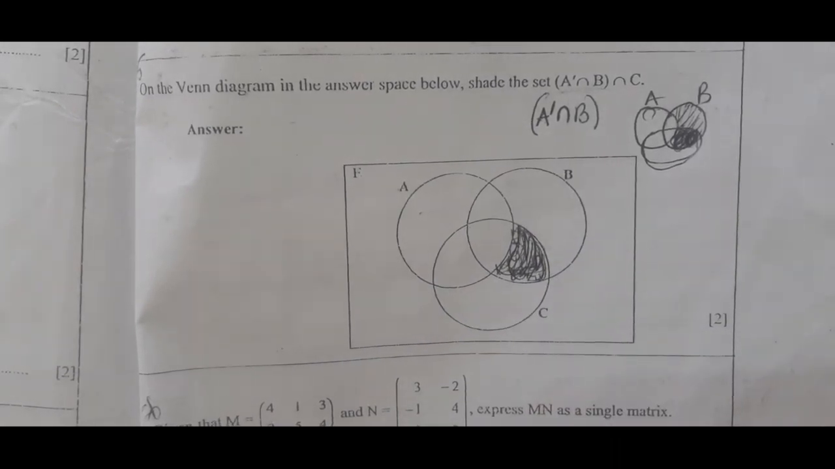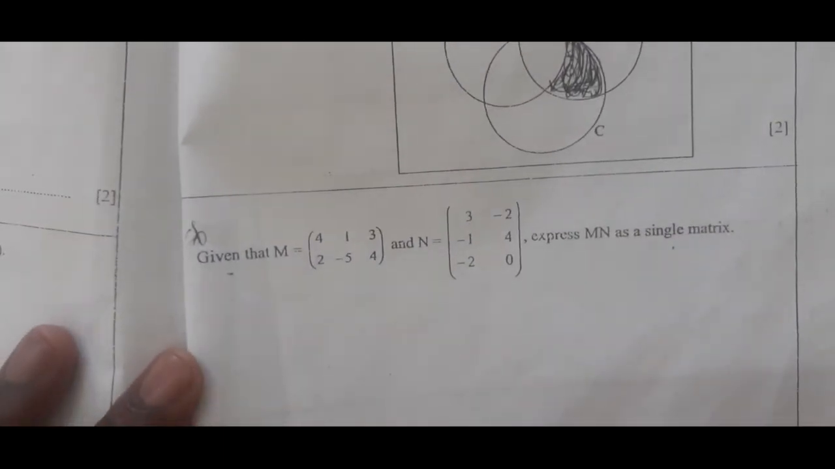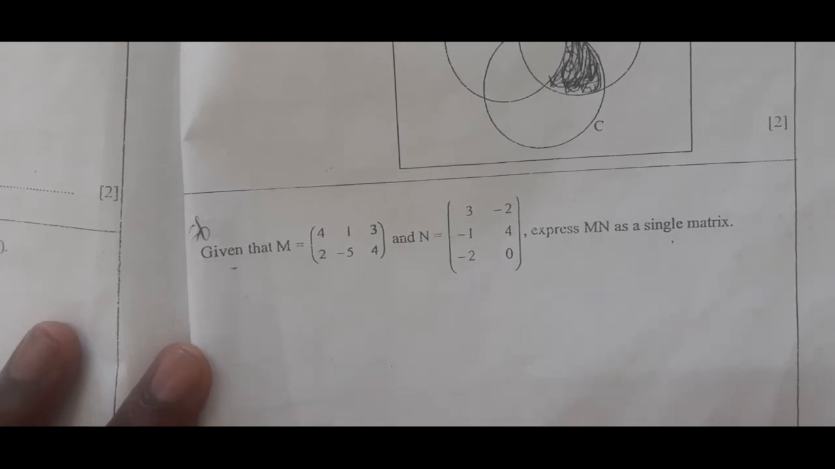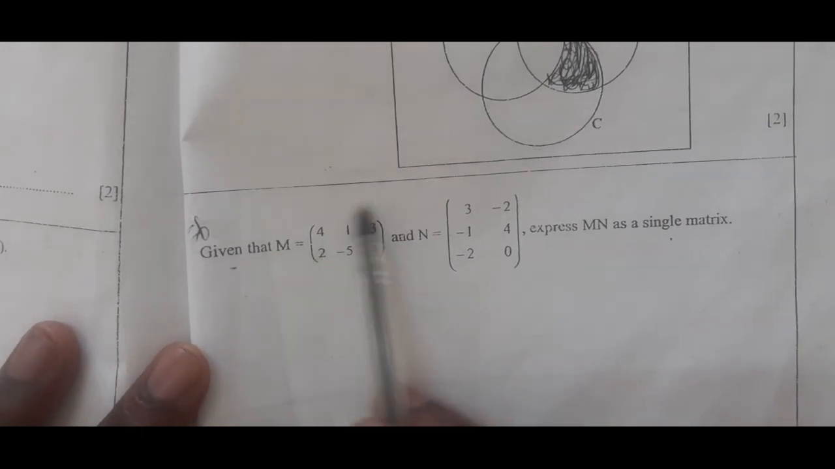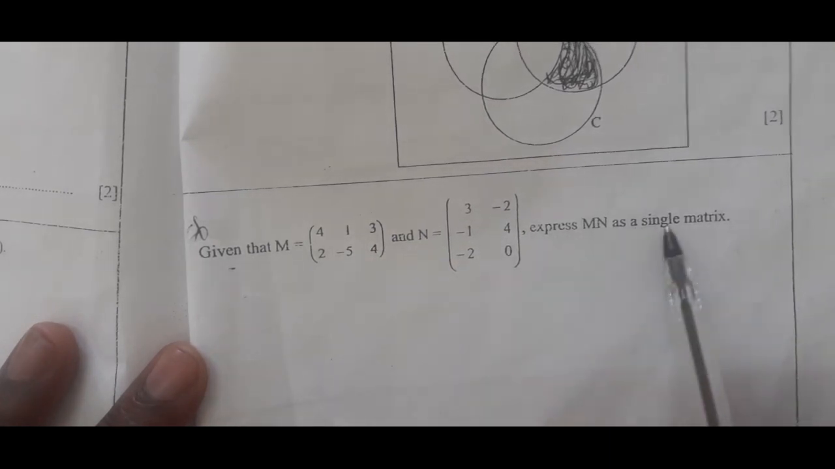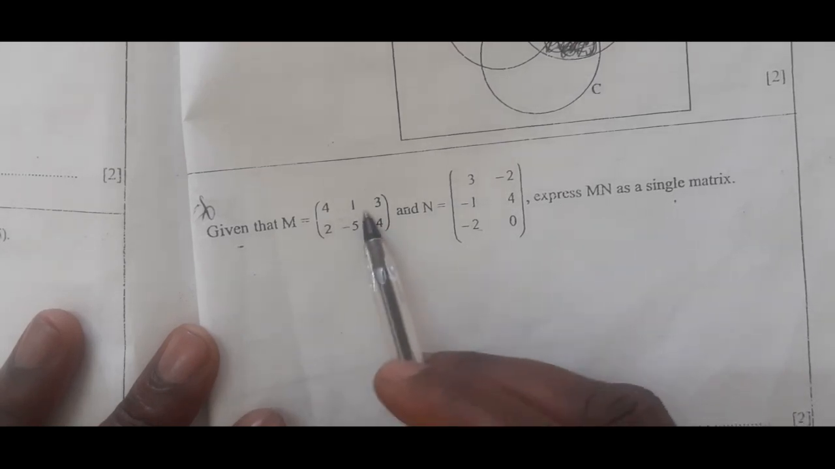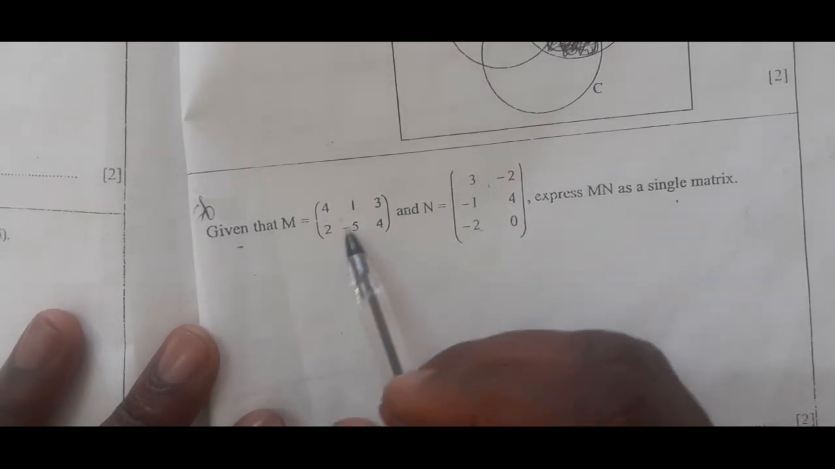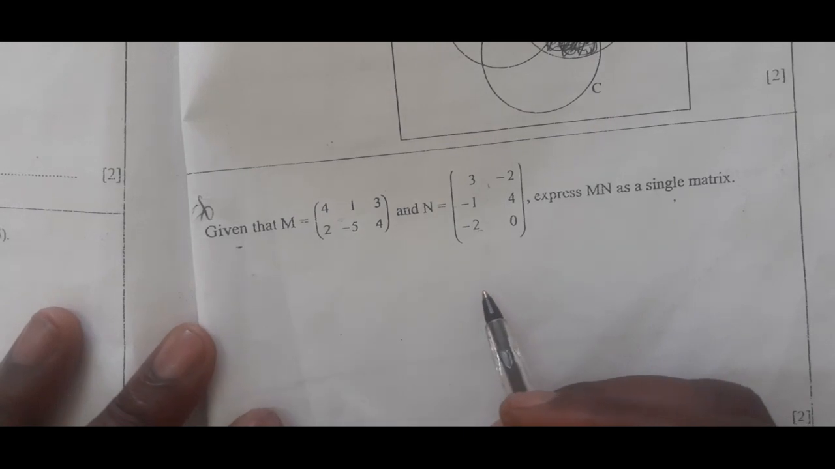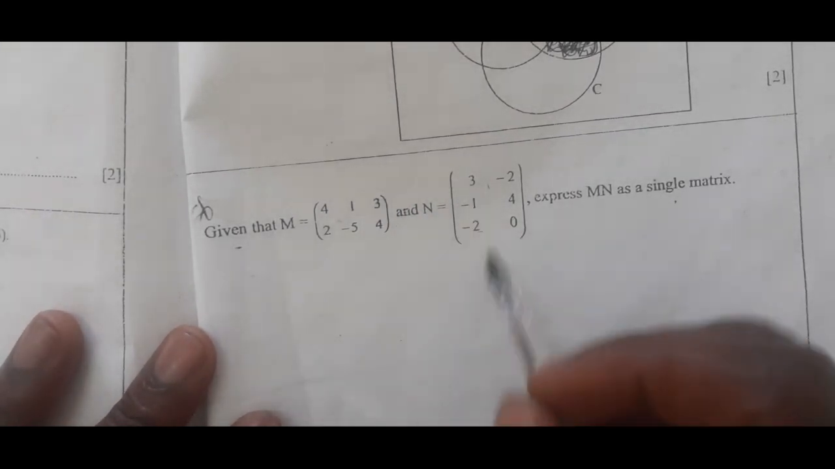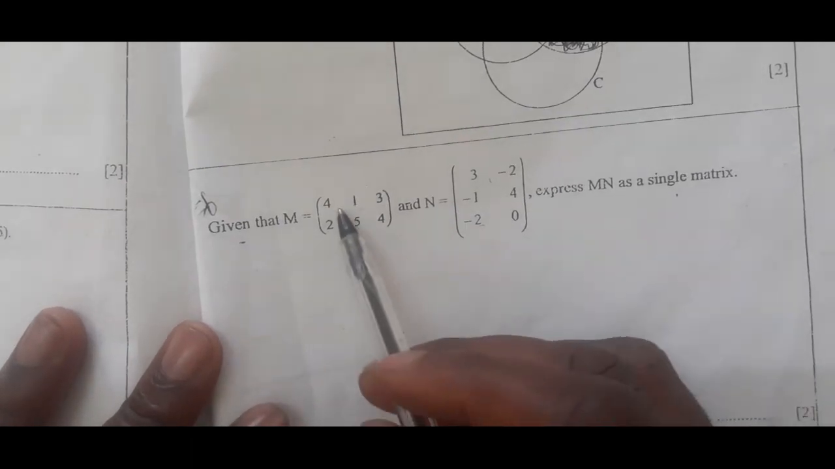All right, then we have question 6. Given that M is given by this matrix, N is given by this, express MN as a single matrix. So we are multiplying these two matrices. We are multiplying this matrix by this one. So we can even multiply straight away, although it's advisable to write them here, but we can multiply straight away.